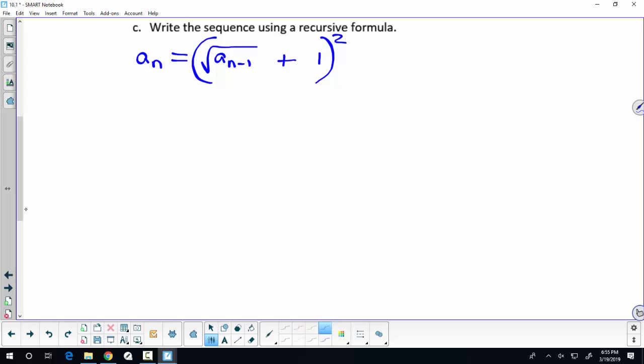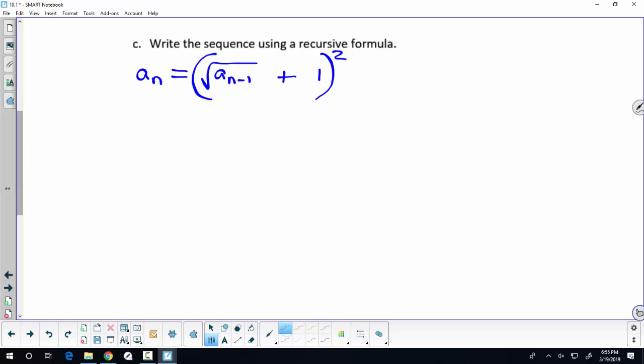So the next term is the square root of the previous term plus 1 squared. Let's see if that works. Let's just check it here. So a sub 1 is equal to what? We have to define that, right? Because if we would say a sub 1, then we have to put in 0 here. Okay, so a sub 1 is equal to 1.